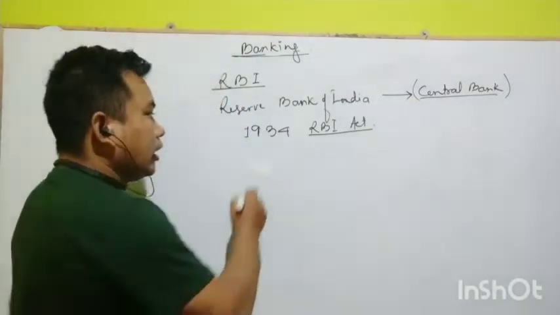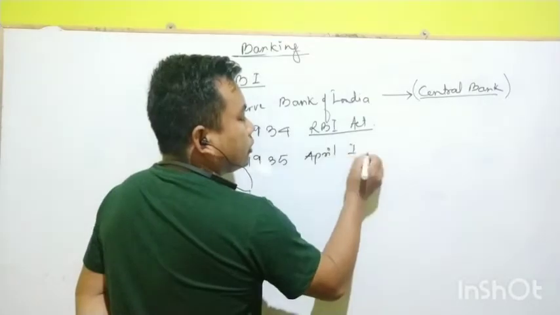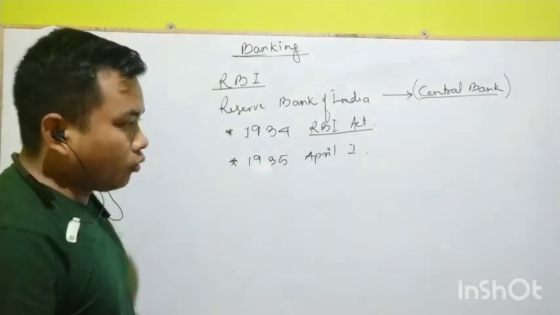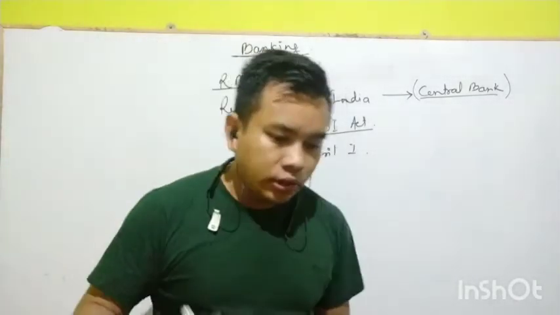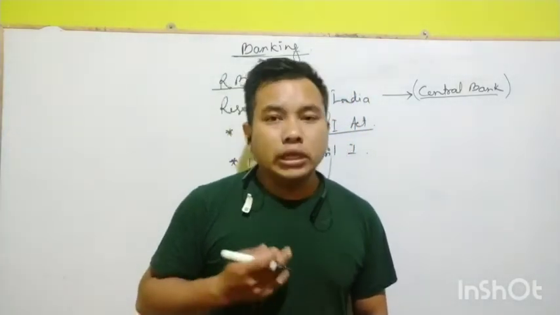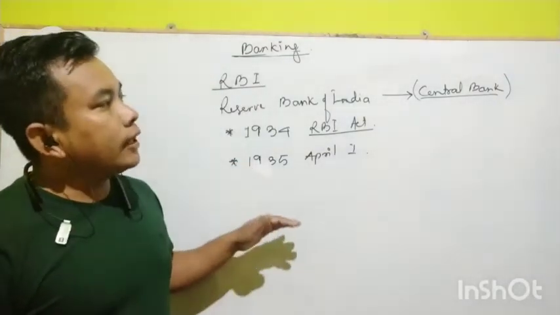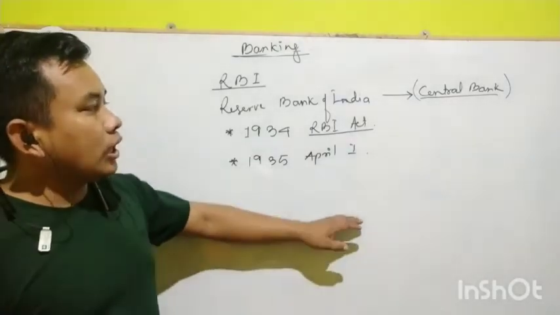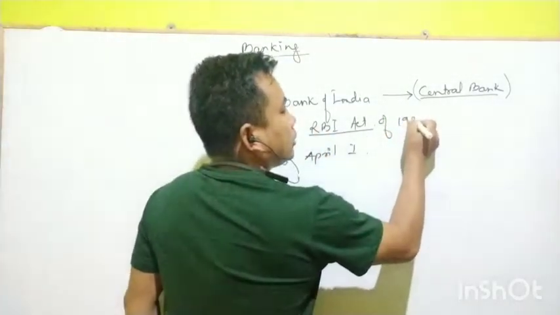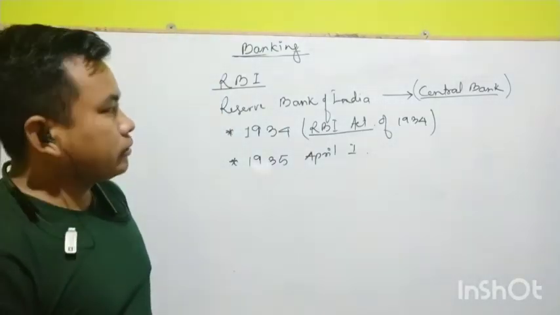The actual RBI was established in 1935, to be very specific on April 1. In the examination, the MCQ question could be, under which act was the RBI established? The answer is the RBI Act of 1934.